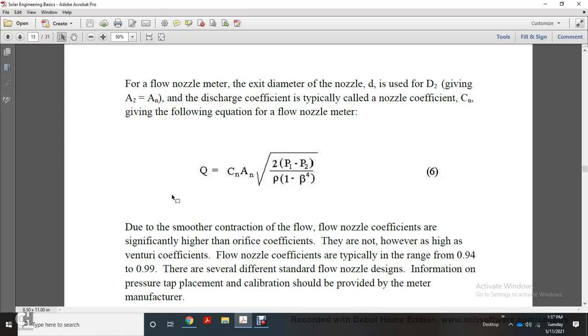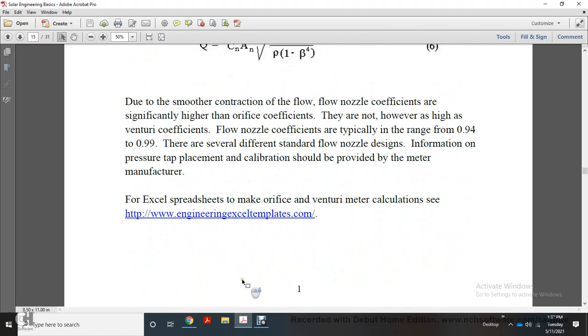Due to the smoother contracting flow, the nozzle coefficient is significantly higher than the orifice coefficient, though not higher than the highest venturi coefficient. Flow nozzle coefficients typically range from 0.94 to 0.994. There are several different standards for flow nozzle design. Information on pressure tap placement and configuration should be provided by the meter manufacturer.